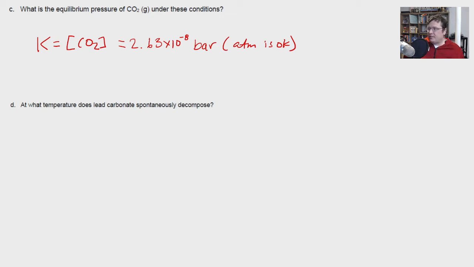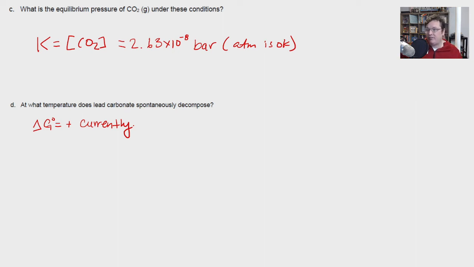Part D, at what temperature does lead carbonate spontaneously decompose? And so the way that we do this is just strictly a thermodynamics problem at this point. Because what we're looking for right now, delta G naught is going to be a positive number currently, meaning that it's not spontaneous, it's not going to decompose on its own. There has to be some kind of driving force that pushes it in that direction. But you can change the temperature potentially, depending on how the delta S and the delta H values work out.